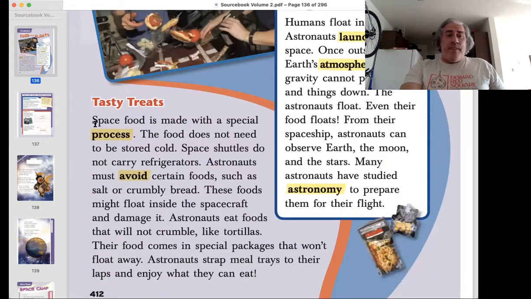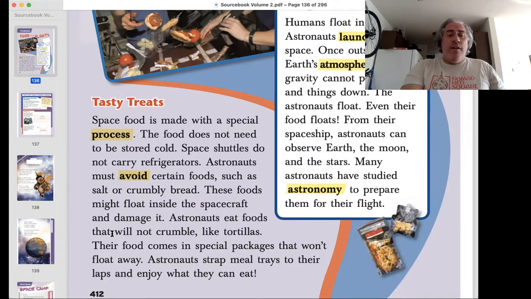Tasty treats. Space food is made with a special process, our first word. Again, a special set of steps that you have to do just for food in space. The food does not need to be stored cold. Space shuttles do not carry refrigerators. Astronauts must avoid certain foods, such as salt or crumbly bread. When they say they have to avoid certain foods, that means they can't have these certain foods. These foods might float inside the spacecraft and damage it.